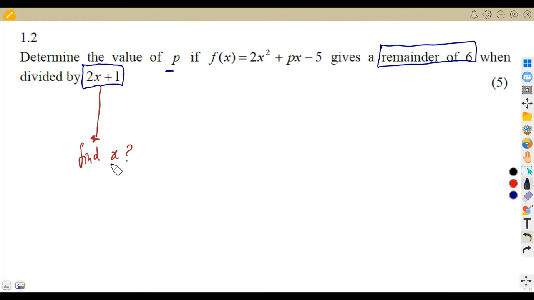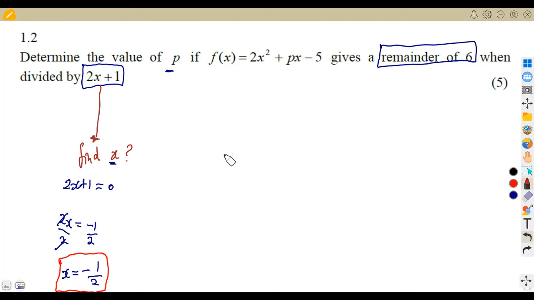So let us see here. The first thing is to find x by equating the part that is dividing to 0. So 2x is going to be equal to minus 1, divide by 2 both sides, so x is going to be equal to minus 1 over 2. All right, so we have the value of x now.